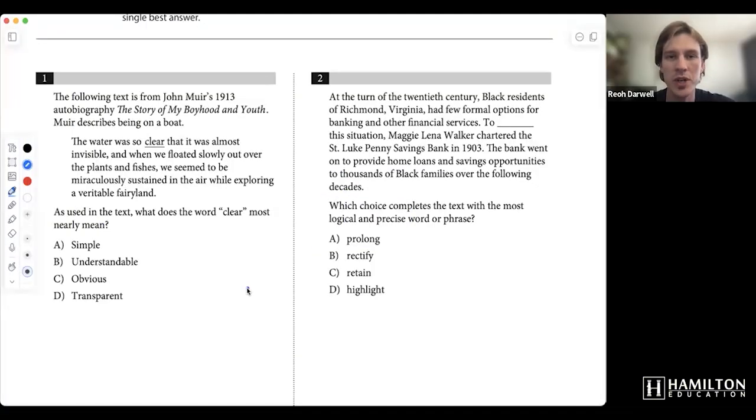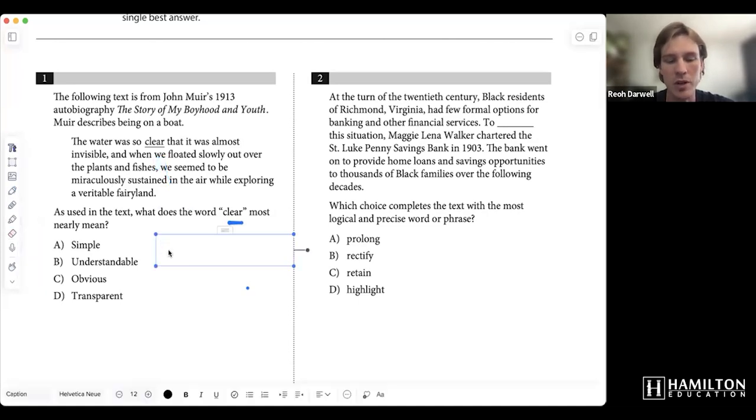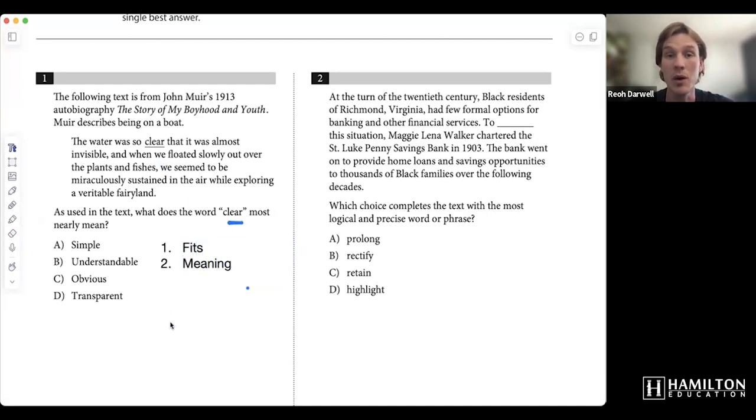So question one is pretty straightforward. If you missed this question, I'm wondering if perhaps you just have difficulty working with these vocab questions where the vocab word is already in the text. It can be a little trickier that way. We always want to remember two things when we're doing this. We want to make sure that one, it fits, but two, it has the right meaning. So it has to mean both.